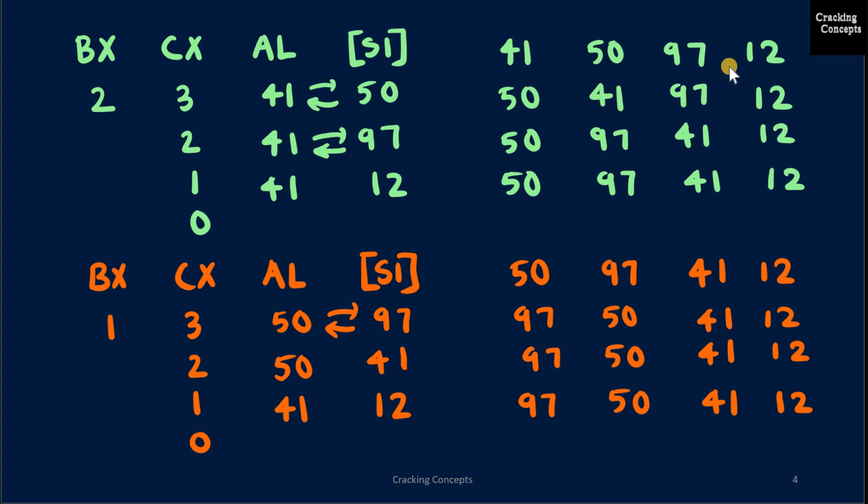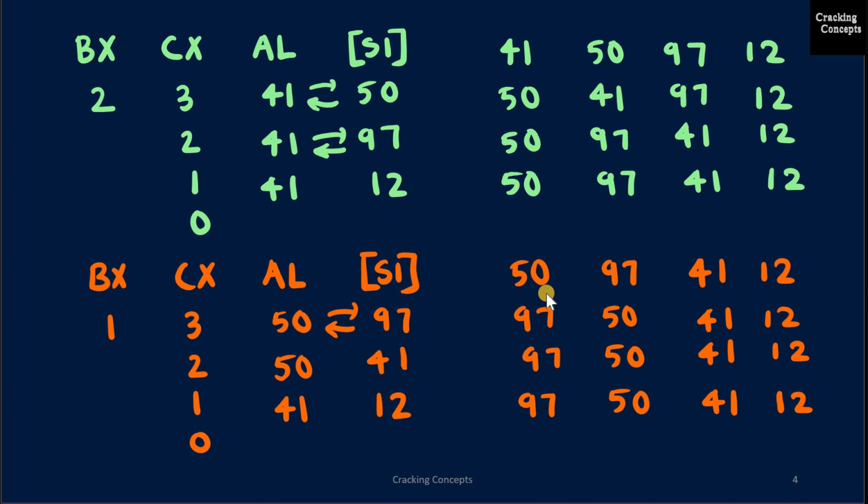Looking for the next set of comparisons, 41 and 50. 41 is lesser, so we swap it. 41 and 97, 41 is lesser again, swapping it. 41 and 12, 41 is greater. No swapping is needed. Now the value of CX is 0. As per the loop, the value of BX is decremented to 1 and CX is reset to 3.